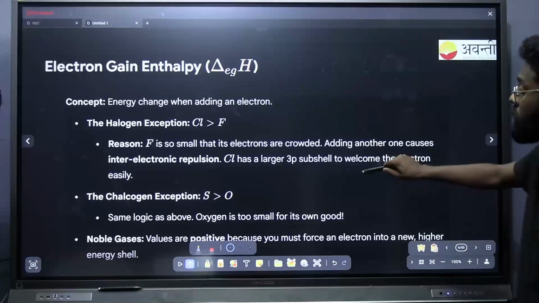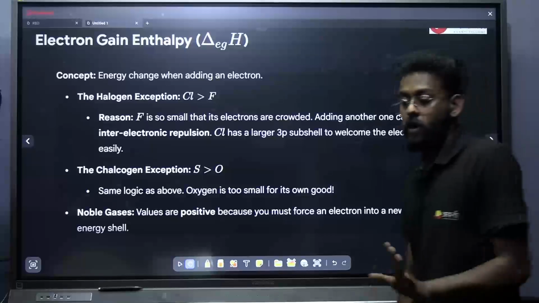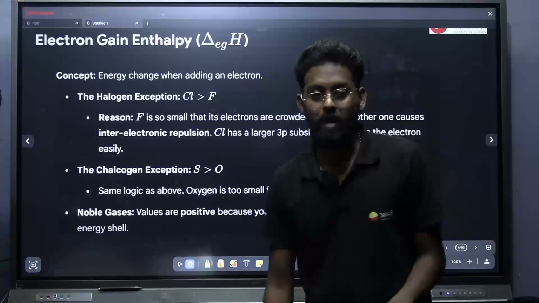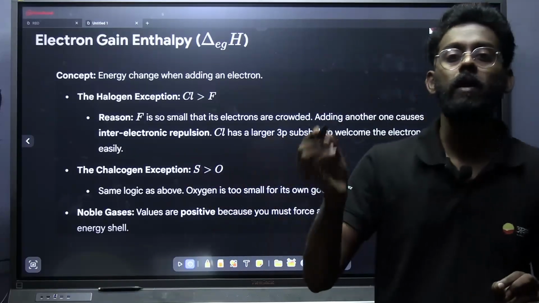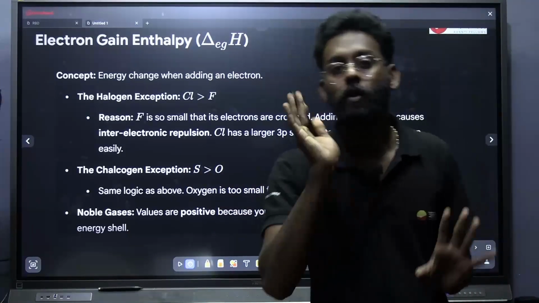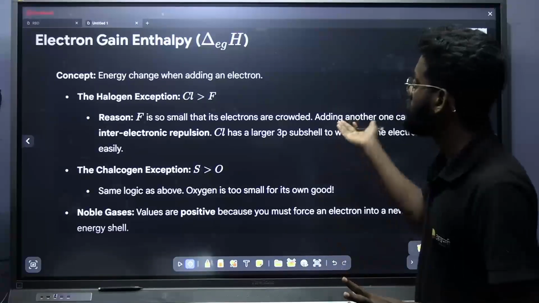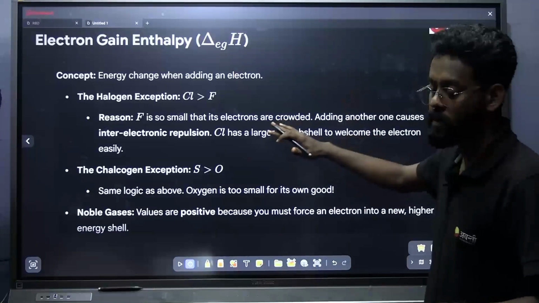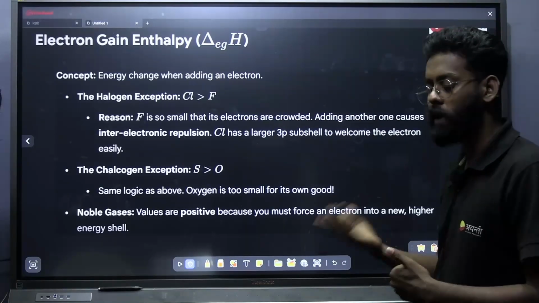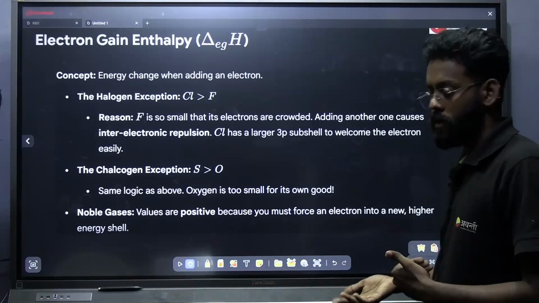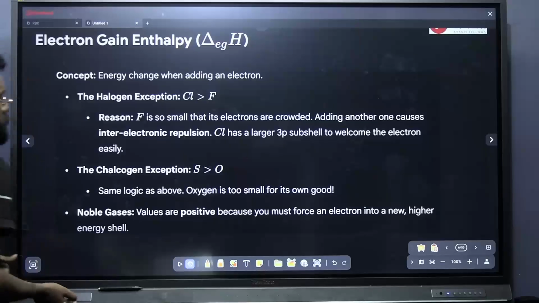That is electron gain enthalpy. Another important part, electron gain enthalpy. Tell me guys, what is electron gain enthalpy? Electron gain enthalpy is the energy released when an electron is added to a neutral gaseous atom. As an electron is being added, what type of reaction is it? Exothermic or endothermic? Can you tell me, is electron gain enthalpy an exothermic reaction or an endothermic reaction?